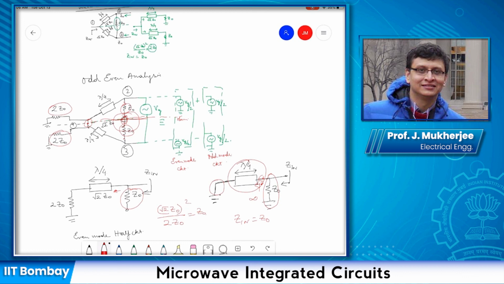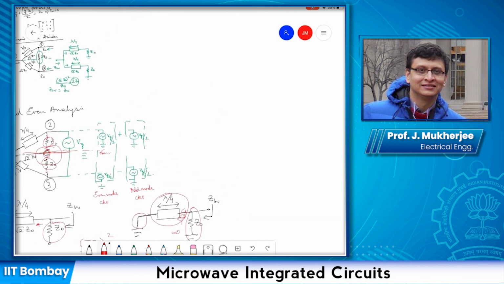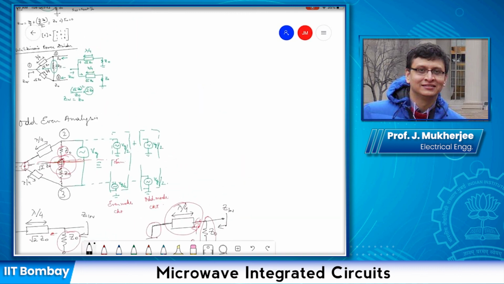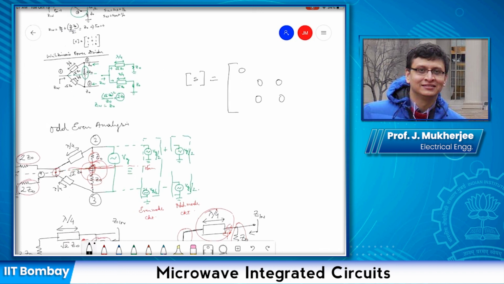So now coming to the S parameter matrix, what will be the S parameter matrix? We can again find out qualitatively. First of all, you see that all the ports are matched, so the diagonal elements will be 0. Then we have port 2 and 3 isolated, so S23 and S32 will be 0, and S12, what will be S12?